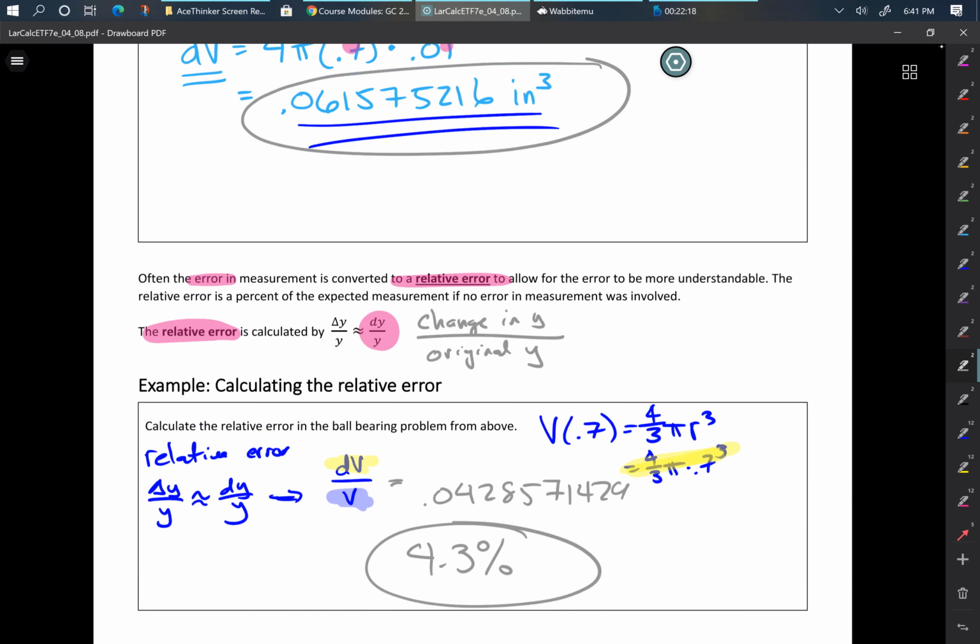All right, that brings us to the end of section 4.8. I think this means we're going to have an exam over section 4.7 and 4.8, so good luck on that exam.